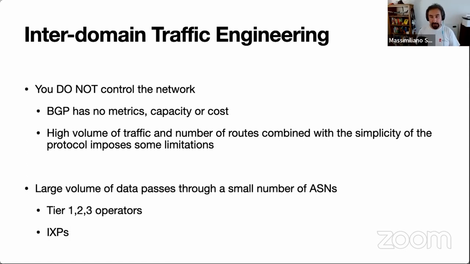Because of scalability, BGP has no metrics, capacity, or cost. That's something you have when you instead look at IGPs. BGP scales, BGP helps keep everything simple, and you have to consider when you do inter-domain traffic engineering that there is a small number of ASNs where most of the traffic is transited through, the tier ones, and depending on the country where you are, you have a small subset of points in the country where data passes by.